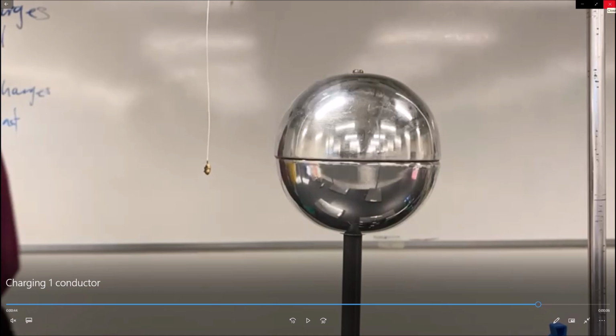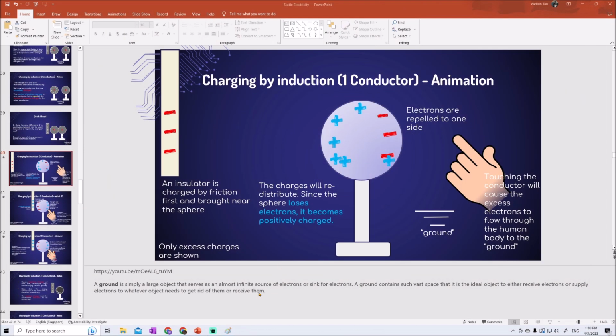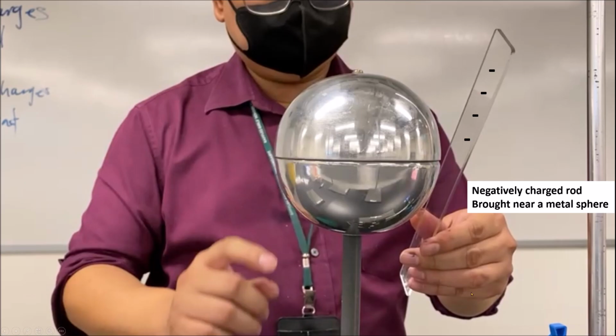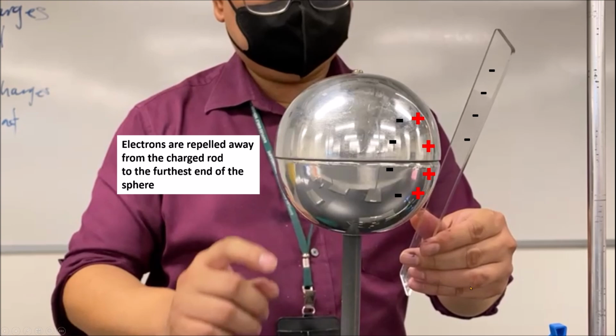Okay, let's go through what happened based on the electron movement. When a negatively charged rod is brought near the metal sphere, the electrons are repelled from the charged rod to the furthest end of the sphere. The electrons on this side keep pushing all the rest of the electrons, so you end up having charge polarization again, and there are more electrons on the left side. The right side of the sphere has fewer electrons, so it's more positive. So the left side is more negative, the right side is more positive. This sphere is still neutral. It has not been charged yet.